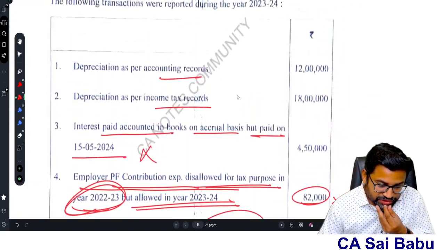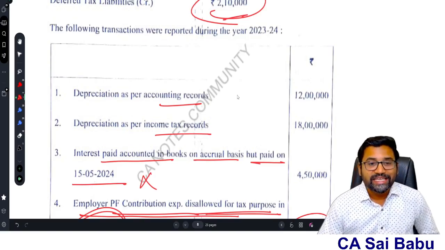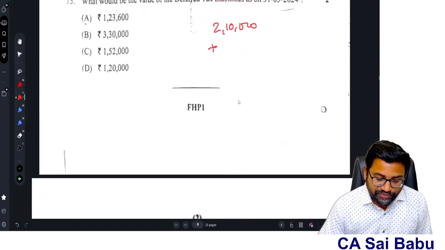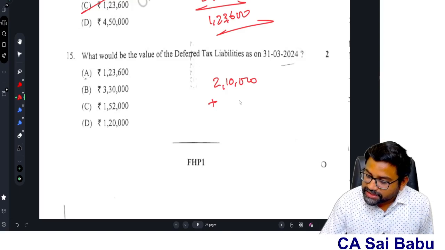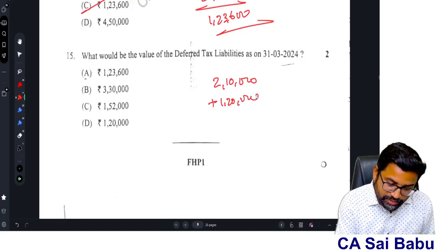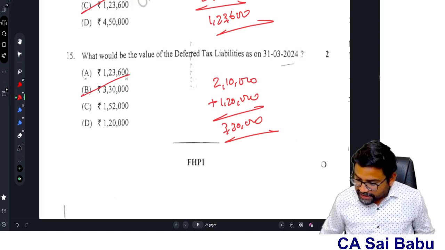See, as per accounting records 12 lakhs, as per income tax records 18 lakhs. So we provide for the excess depreciation as per the tax record, 6 lakhs, which gives rise to deferred tax liability. So 6 lakhs into 20%, that will be 1,20,000. So it will be 3,30,000. So I think B is the correct answer.